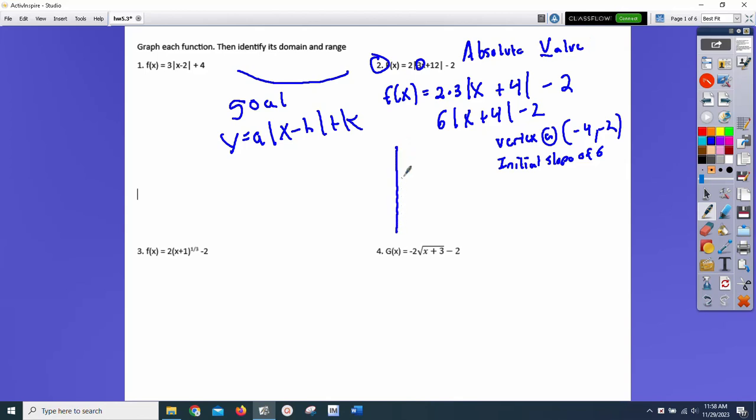All right, so what am I going to have to do here? I'm going to have to go back 4, down 2. I'll put a point right there, and I'm going to rise 6. This is my slope. I'm going to rise 6 and run 1. That has to go both ways. And there's my V.